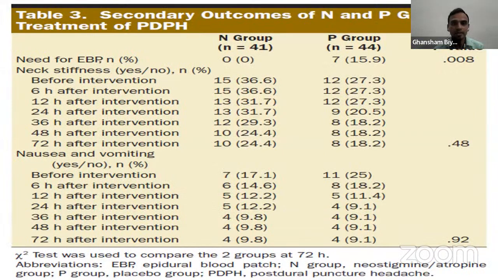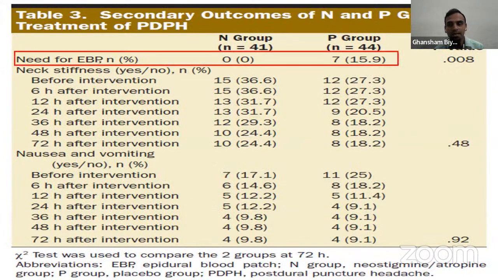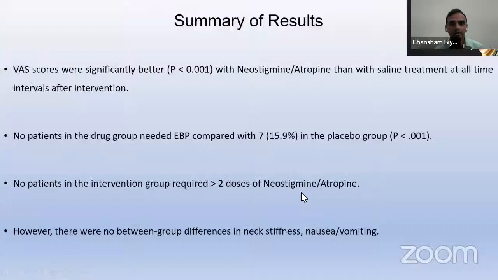Coming to the incidence of the need for an epidural blood patch, as you can see, none of the patients had a high VAS score, so nobody required an epidural blood patch in the treatment group compared to 7 patients who requested an epidural blood patch in the control group. But unfortunately, the authors didn't find any difference in terms of neck stiffness or nausea and vomiting, in both the treatment and the control group.